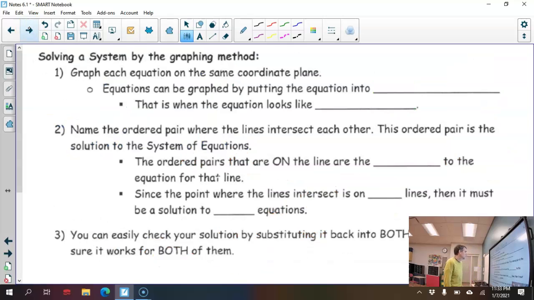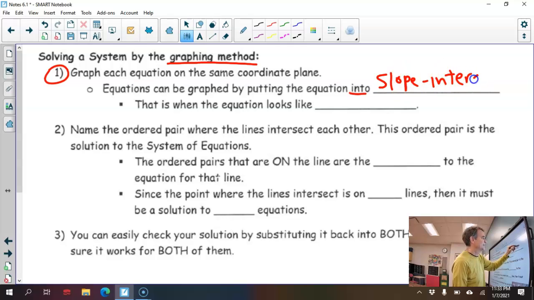All right, so there are actually 3 different methods that we're going to learn to find that ordered pair that is the solution. And today we're going to do the first one. The first one is the graphing method. Should be something that's not hard for you at all, assuming you're good at graphing. So what you do is, step 1 is you just graph each equation on the same coordinate plane, right? Equations can be graphed by putting the equation into slope-intercept form. That is when the equation looks like y equals mx plus b, right?